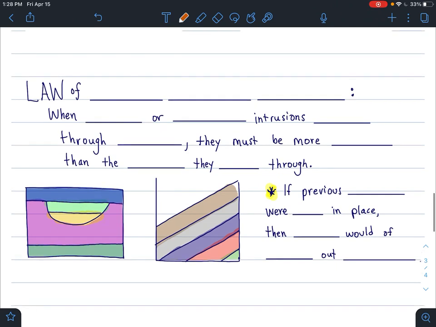So let's look at the law of cross-cutting relationships. And again, it sounds complex, but let's break it down and it'll make sense why we call it cross-cutting relationships. So when magma or volcanic intrusions, because a volcano is basically just magma coming up through the asthenosphere, through the Earth's crust, the lithosphere, to form a volcano. So it comes from the bottom up to the surface of the Earth.